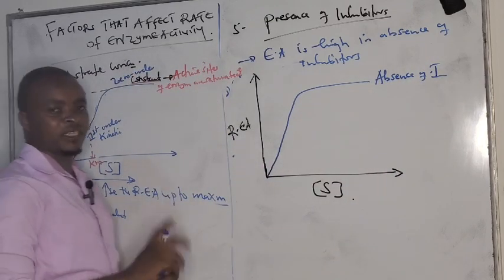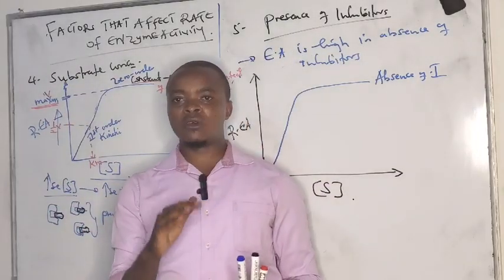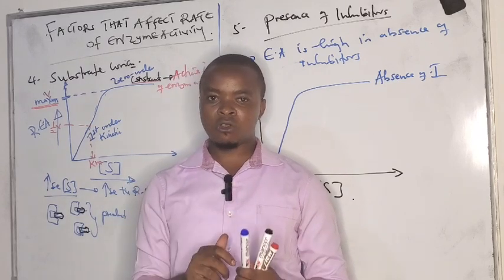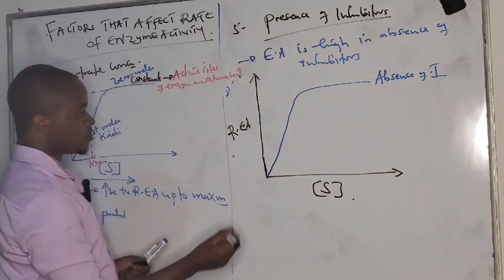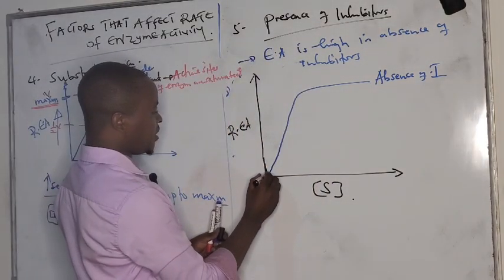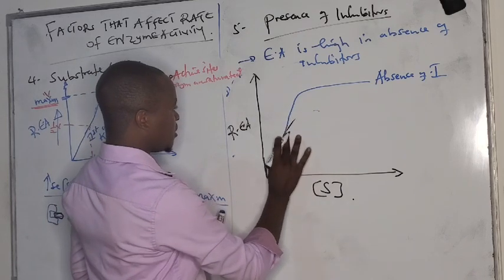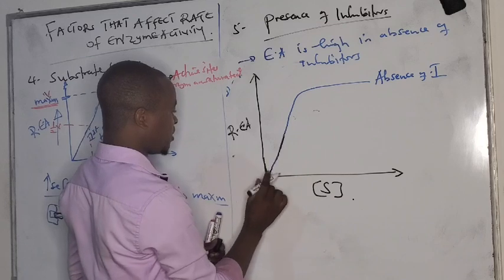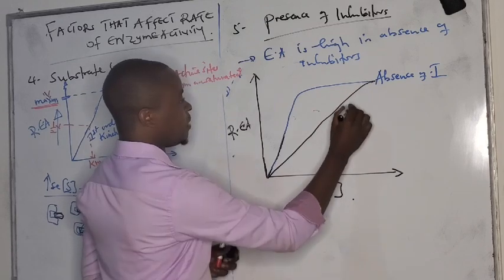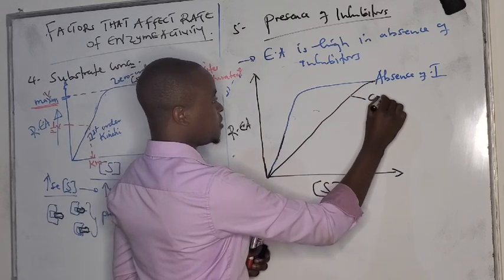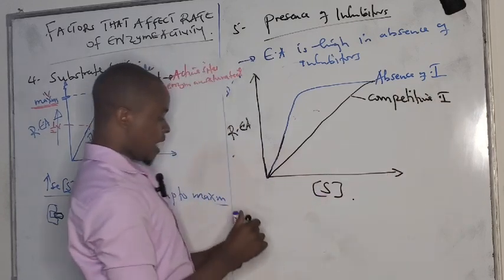But there are different types of inhibitors. We have what we call competitive inhibitors. There are those which we call non-competitive and those which we call uncompetitive. Let us begin with the competitive. If I bring in a competitive inhibitor, the rate of enzyme activity remains the same, but with a competitive inhibitor, you'll find the graph will be like this. It reaches the Vmax. This is a competitive inhibitor.